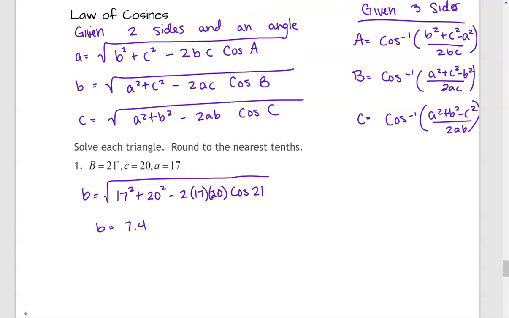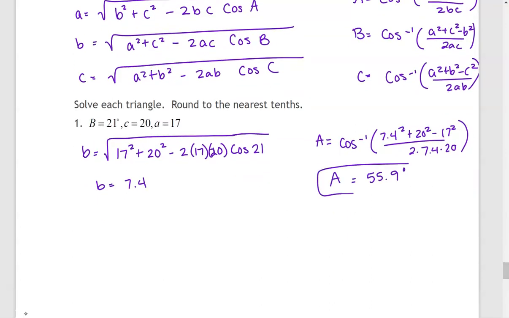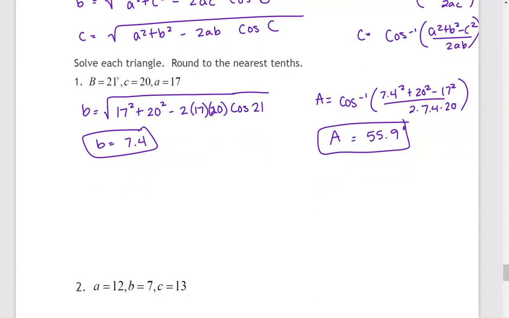And then we're just going to go alphabetically for the rest. So capital A would be next. So that's going to be cosine inverse of b, which is what we just found, 7.4 squared plus 20 squared minus 17 squared all over 2 times 7.4 times 20. Again, plugging that into our calculator, 55.9 degrees for angle A. So make sure that you are practicing typing that into your calculator just like it looks.